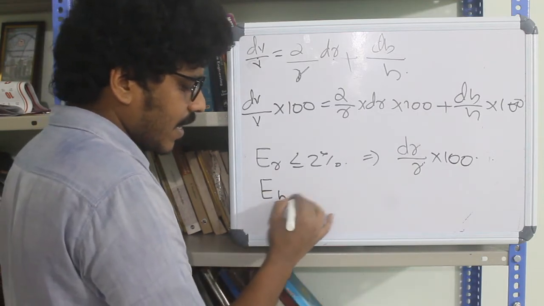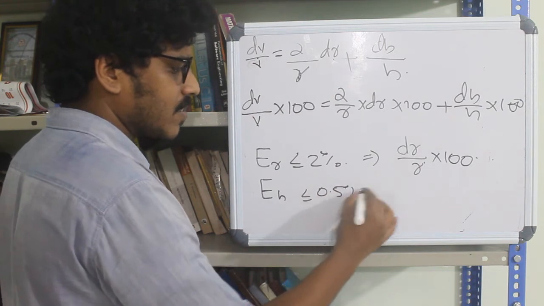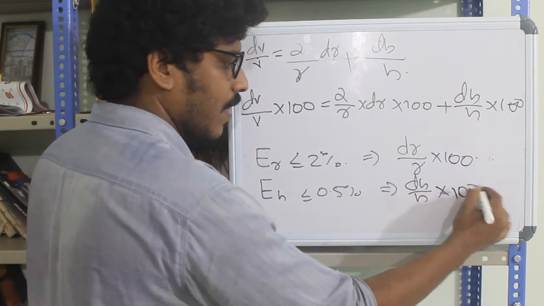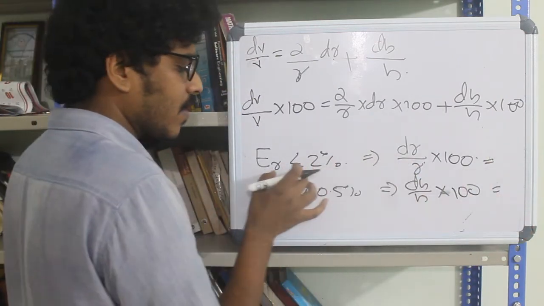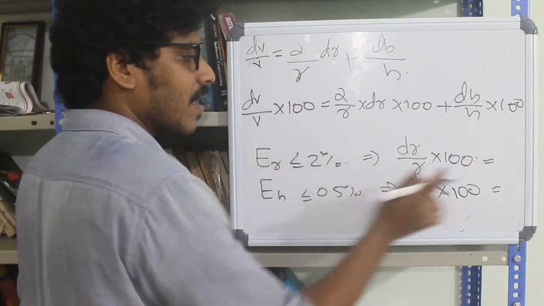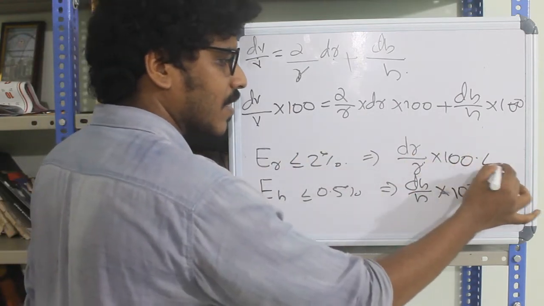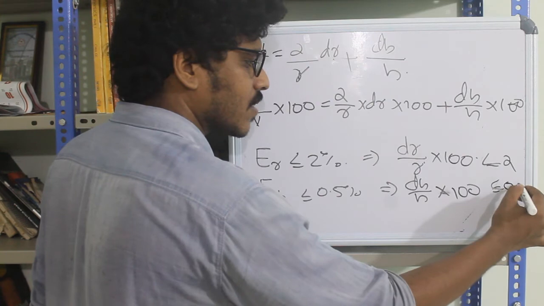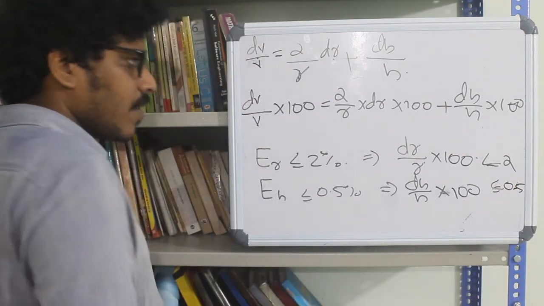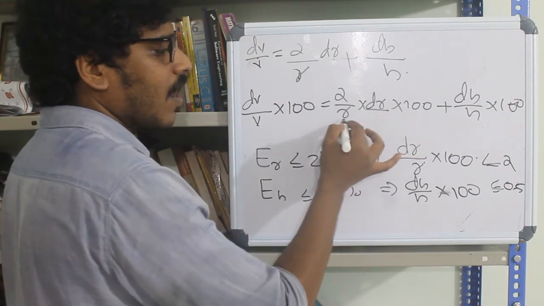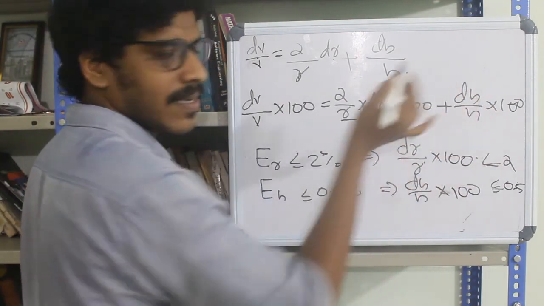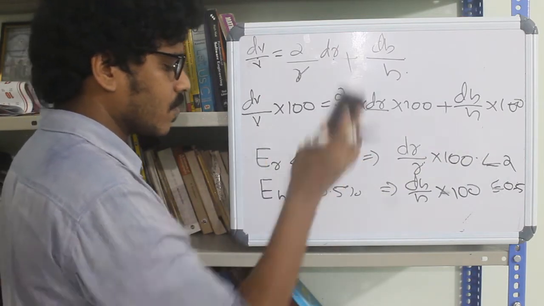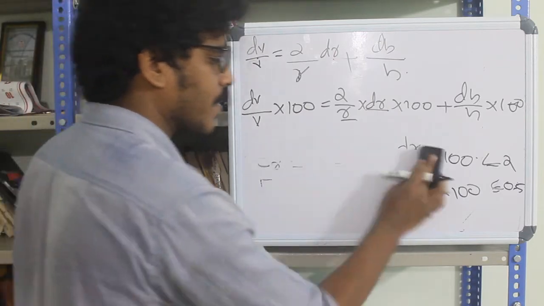Similarly, EH is less than or equal to 0.5% means dh by h into 100 is less than or equal to 0.5. The error in measuring radius is less than or equal to 2% means dr by r into 100 is less than or equal to 2. Now can you find a dr by r here? Similarly a dh by h here. So we can try to replace these values with this. We don't have much space on the board, so let me clear this down.